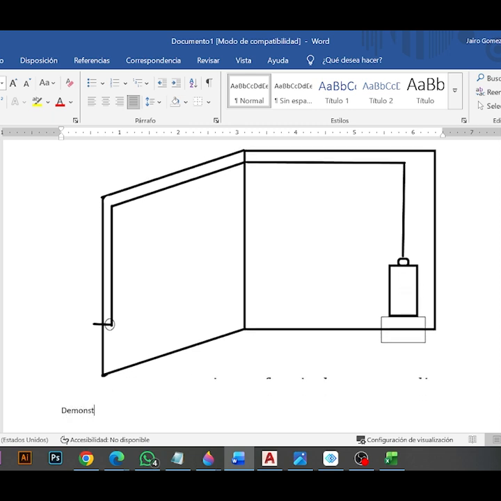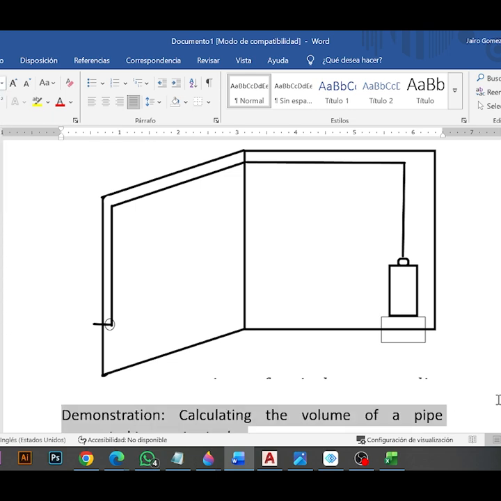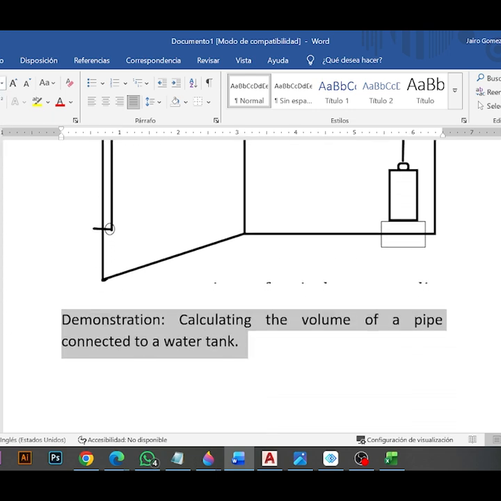So, demonstration of calculating the volume of a pipe connected to a water tank. Let me make this a little bit bigger so you can see it. There we go.